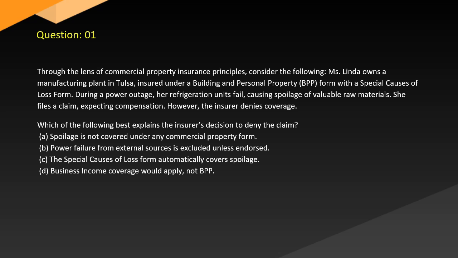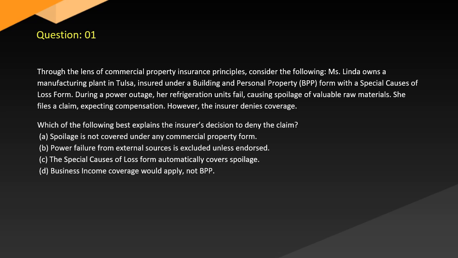Question 1. Through the lens of commercial property insurance principles, consider the following. Linda owns a manufacturing plant in Tulsa insured under a Building and Personal Property (BPP) form with a Special Causes of Loss form. During a power outage, refrigeration units fail, causing spoilage of valuable raw materials. She files a claim expecting compensation.